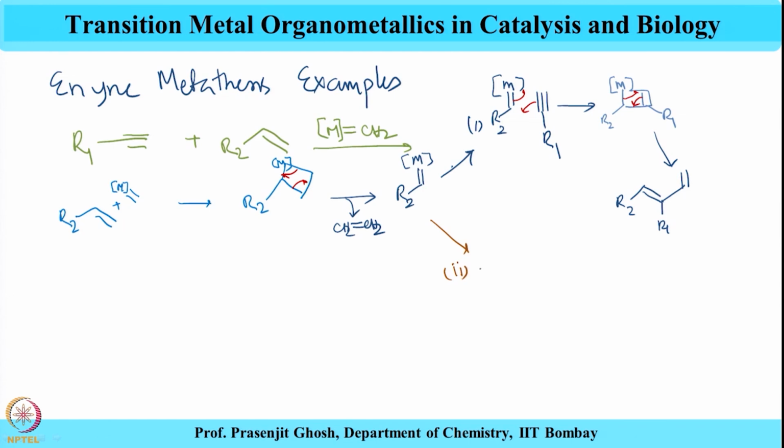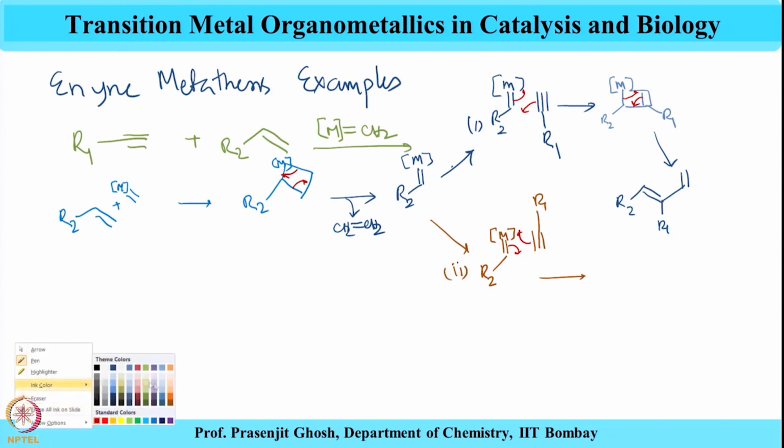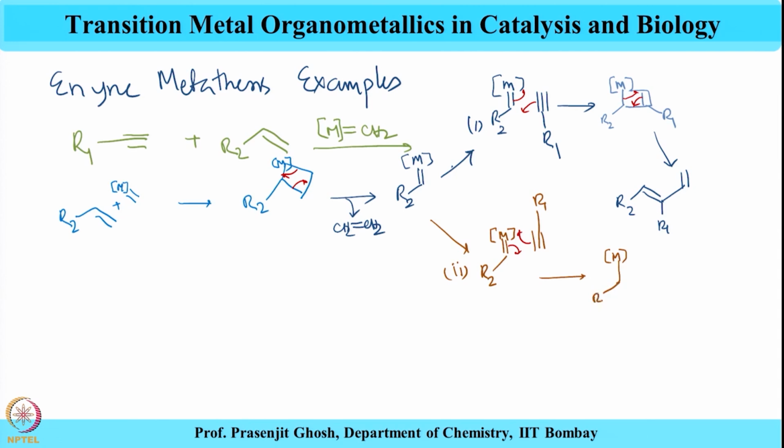possibility 2, of R2 this reacting with R1 in this conformation would give the corresponding species that would again undergo a rearrangement the way it is shown.